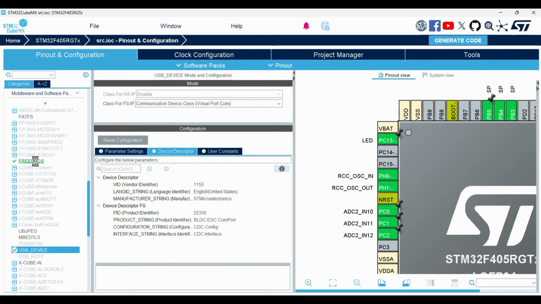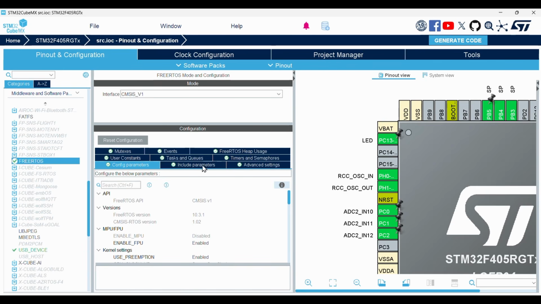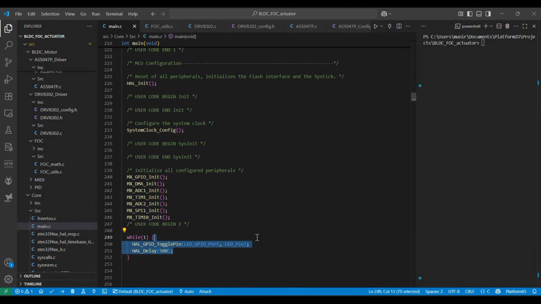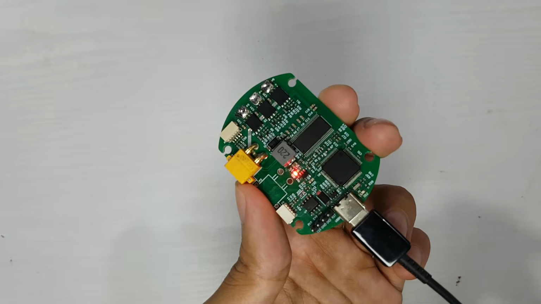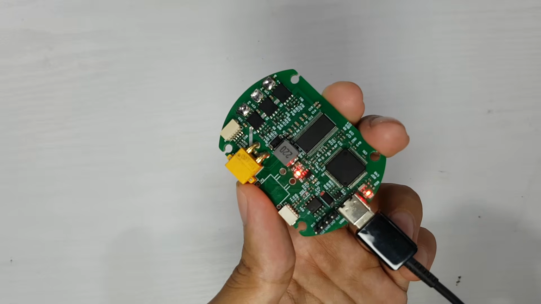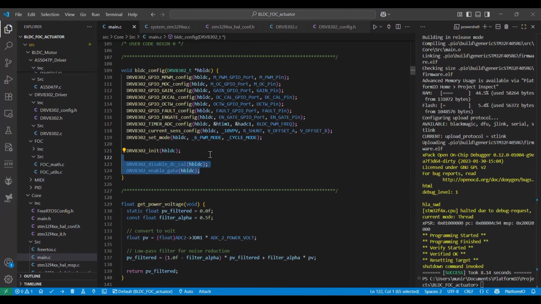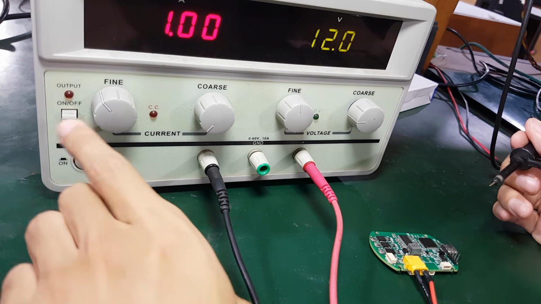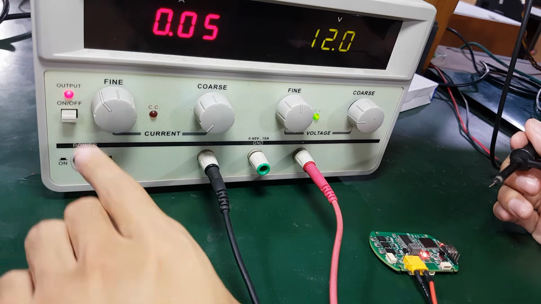Additionally, I have enabled FreeRTOS for task management, as this system will evolve and become more complex in the future. Before starting to control the motor, the first step is to ensure that the board is working properly, usually by blinking the LED. After that, activate the DRV8302 gate and try to generate a PWM signal without load. Make sure there is no short on the MOSFET.